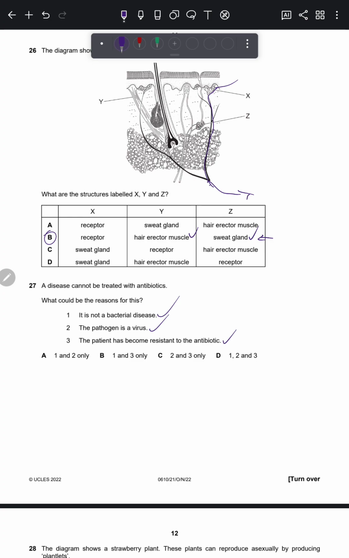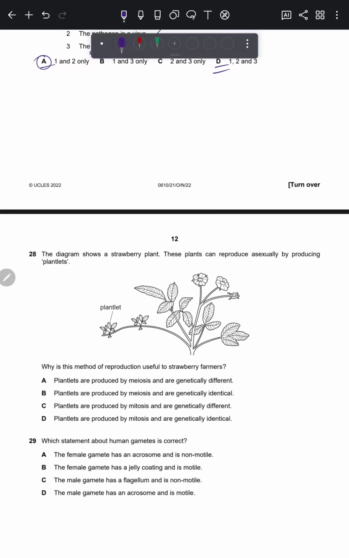So 3 is also correct, but I'm a bit cautious of the wording because it says the patient has become resistant, but in my opinion it should have said the antibiotic has become resistant. So if I look for an option of just 1 and 2, I will find it, but then there's also this option. I would go with A in this case, because I feel like the wording is a little bit off in 3, so I'm not really sure, but we'll see in the mark scheme later on.